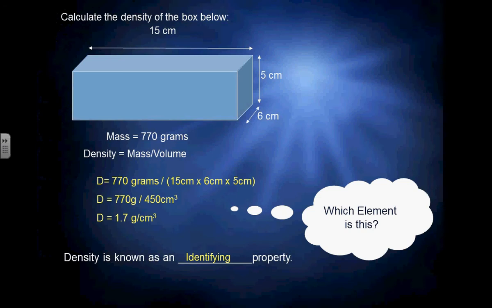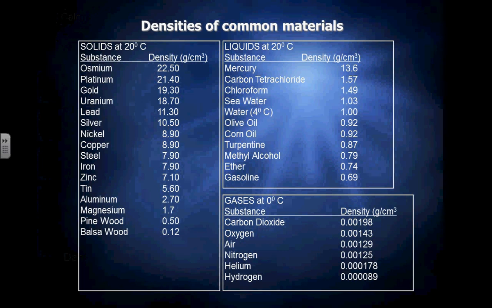Does anybody know what material this is? Jonathan, you know? Magnesium? How'd you know that? Because I looked at the chart below. He looked at the next slide, which lists the density of some common materials. If we look down, 1.7 is the density of magnesium. At 20 degrees Celsius, pure magnesium has a density of 1.7. Notice it tells you at certain temperatures. These are liquids and these are gases. Obviously, gases are much less dense than liquids, most liquids, and solids. All right?